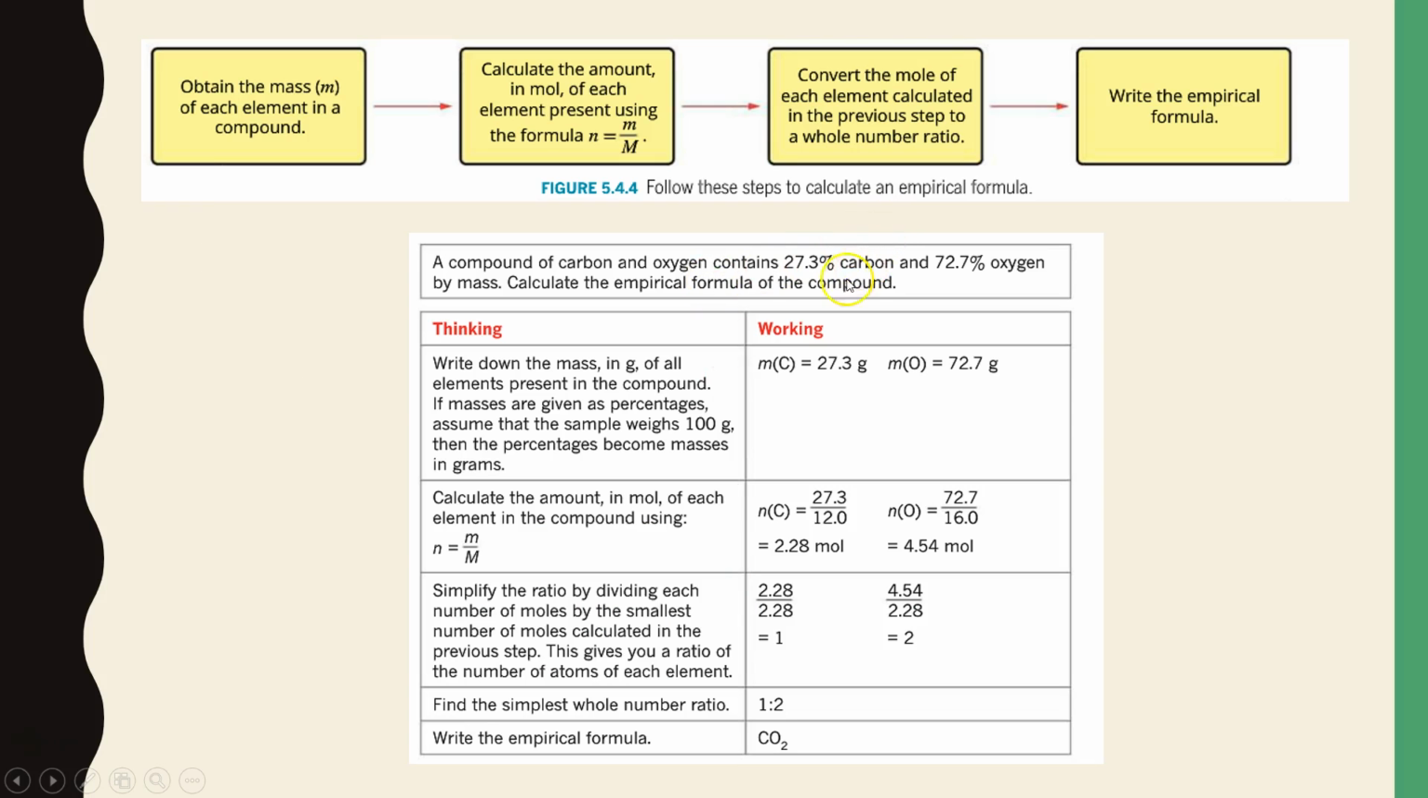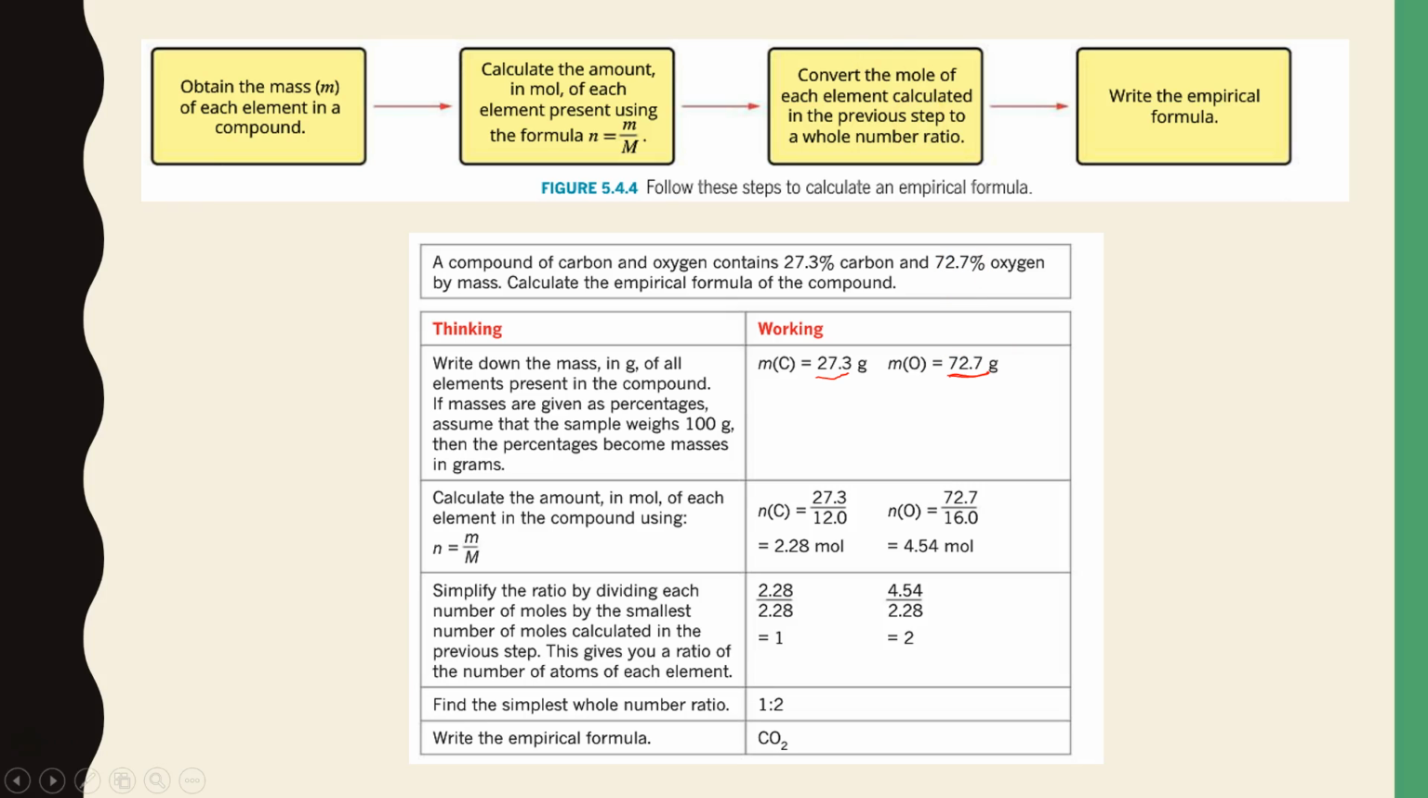Let's look at this. We have a compound of carbon and oxygen, and it contains 27.3% carbon and 72.7% oxygen by mass. So percentage composition is given to us here. It asks us to calculate the empirical formula of that compound. So we know that we have 27.3 grams of carbon, and we have 72.7 grams of oxygen. That's because it's written as a percentage, so it's out of 100, so we would have 72.7 grams, which is the same as 72.7%.